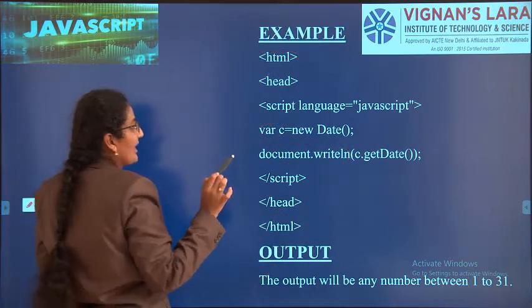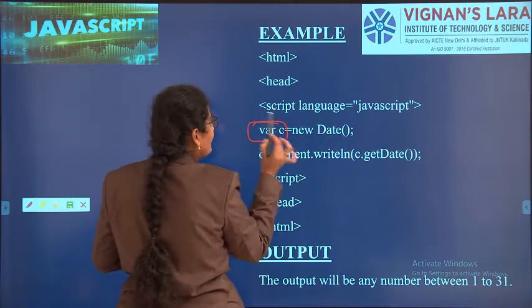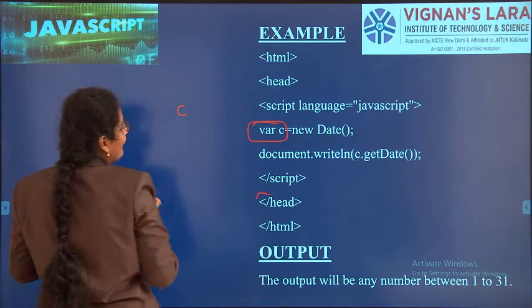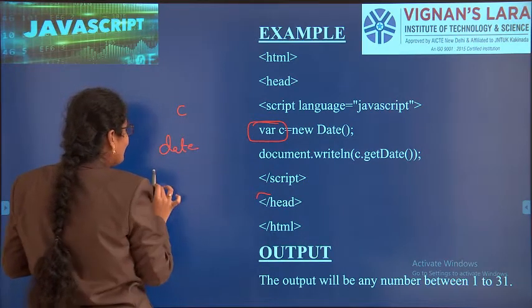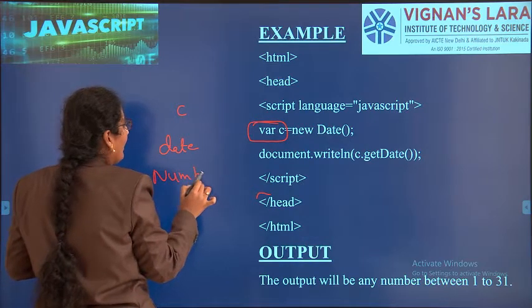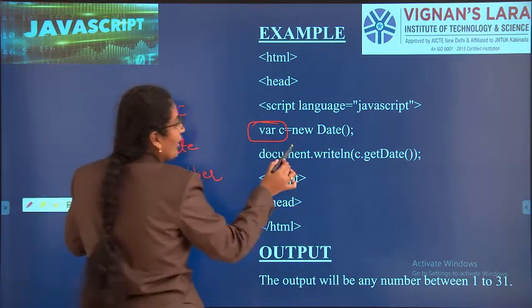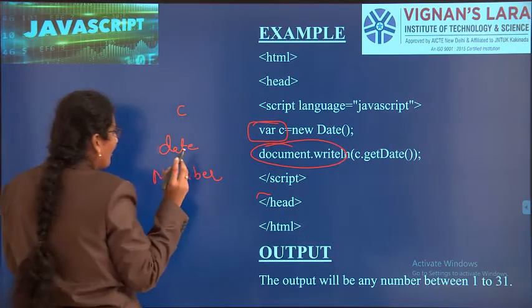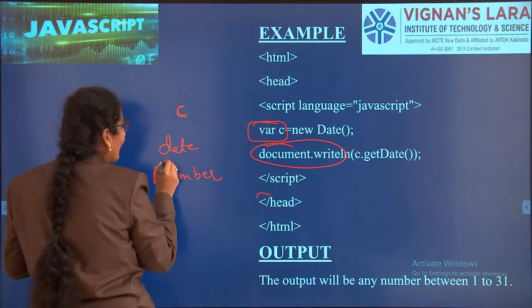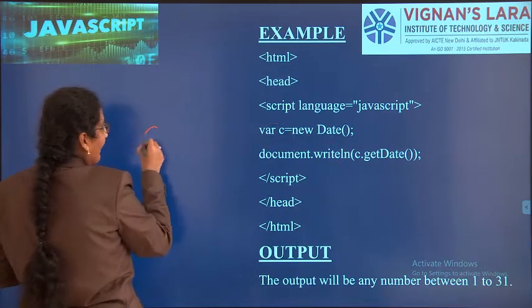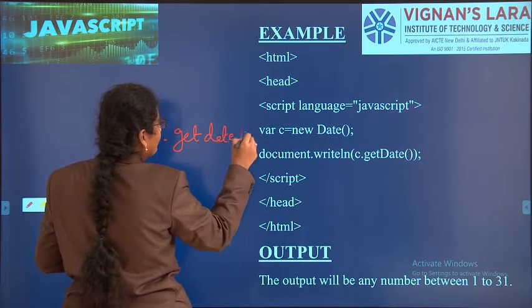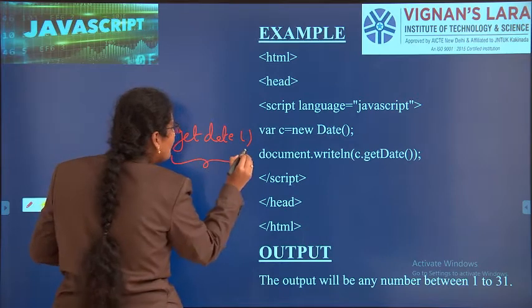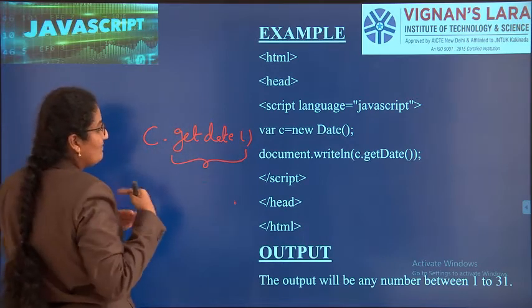What you need to understand is, you are using variables in JavaScript, variable name is C. In this variable you want to store date. Date is obviously nothing but a number. To print the output we are using document.writeln. Now what do I want? For C I want to get date. Then what is the statement? C dot getDate. This getDate is for getting the date of this month.